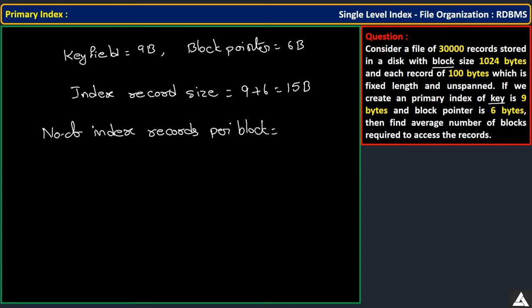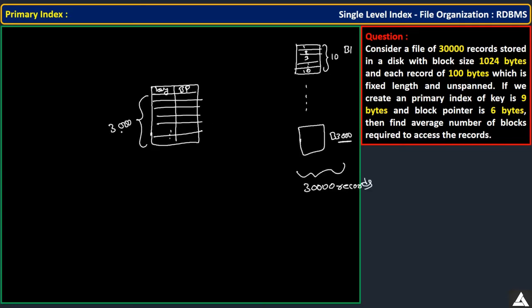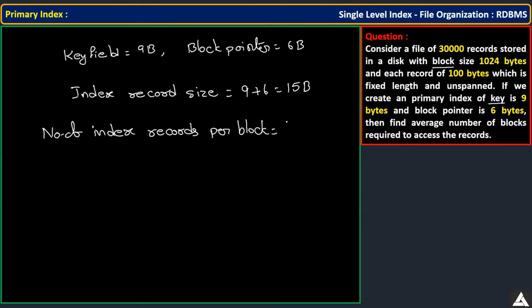So that means here you see all 3,000 you cannot place in one block. So this, if you expand, here few, here few, here few, we are going to place. So that is what overall 3,000 anchor records you are placing actually. So 1024 is the block size, divided by 15 for one index record. So this is going to give us 68 actually. That means 68 index records you can place in one block.